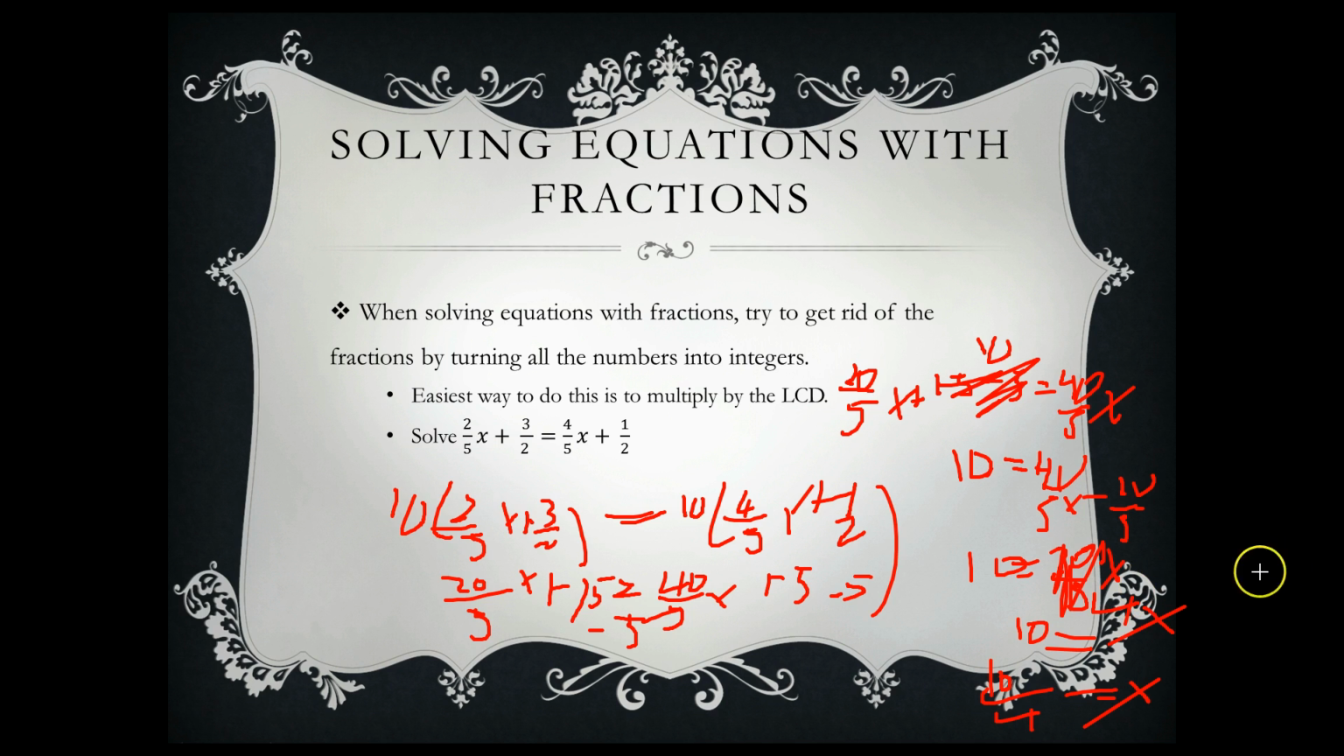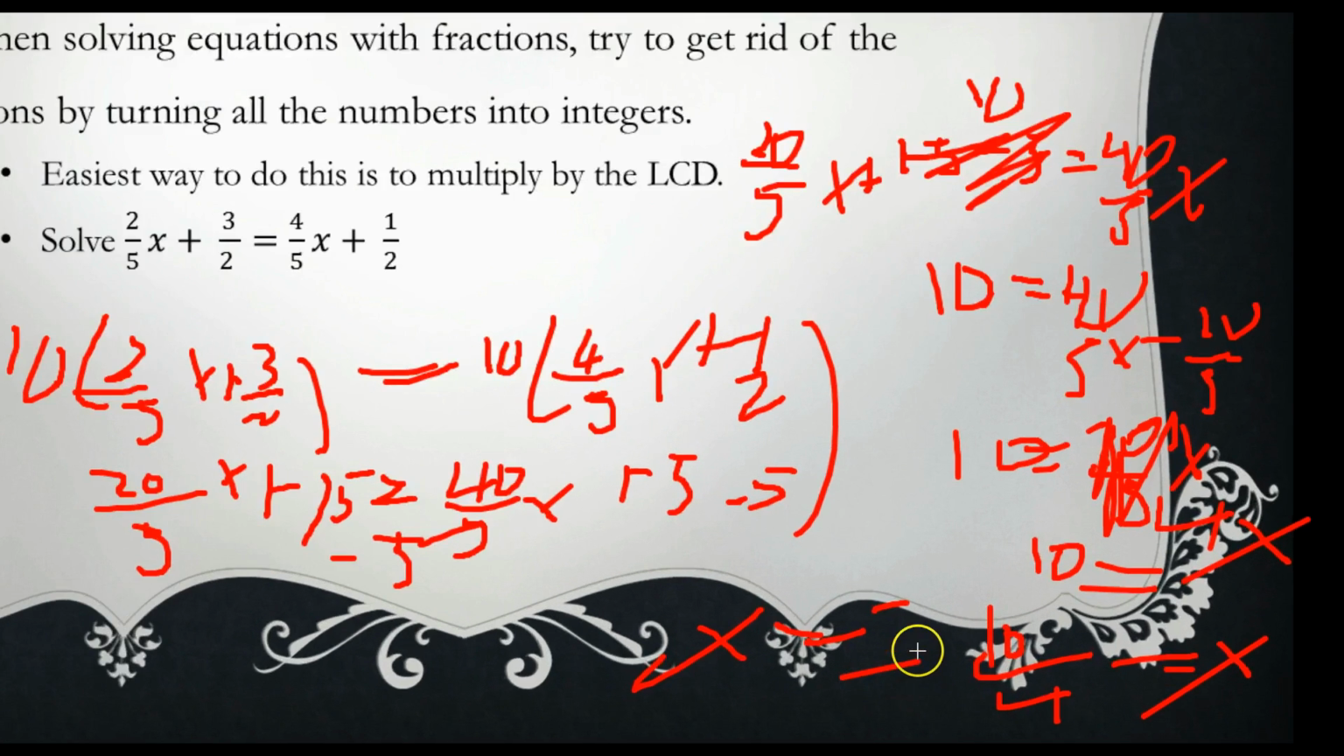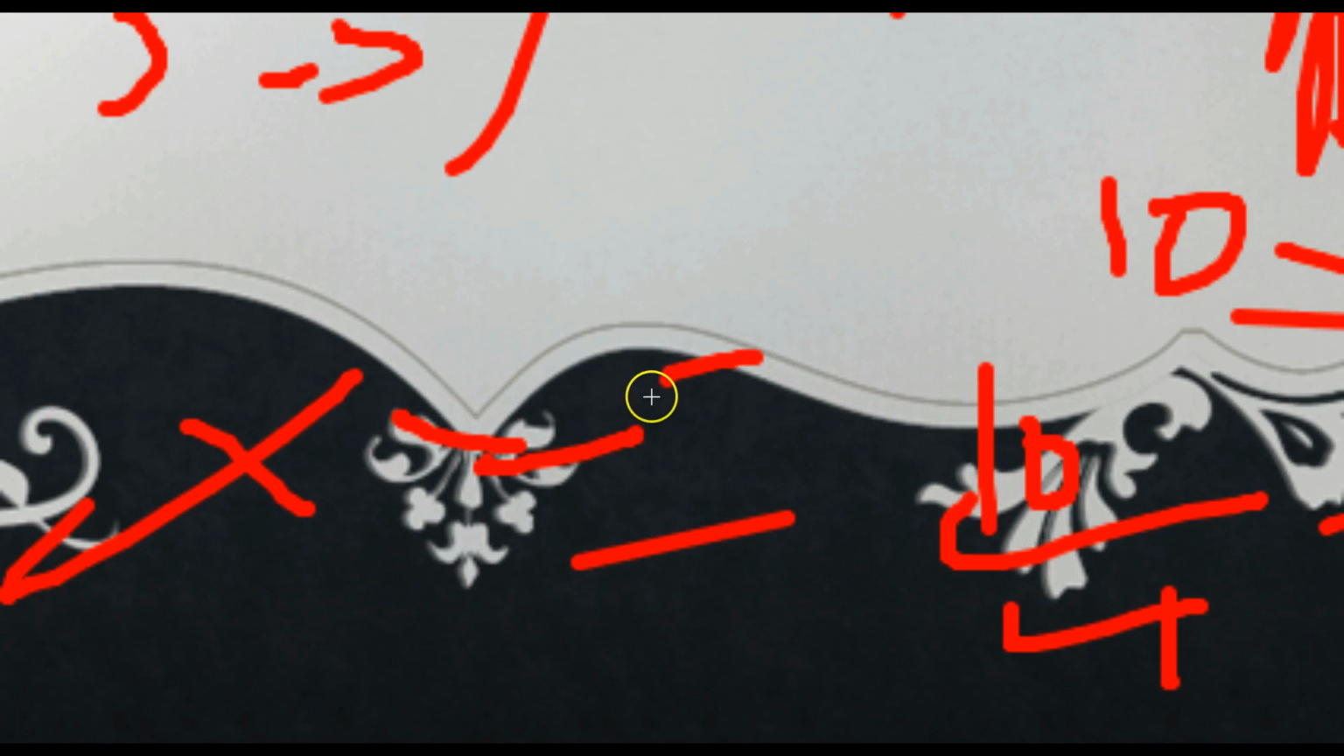So that's our solution. We can simplify 10 over 4 by dividing top and bottom by 2, and we'll get that the real answer is x equals 5 over 2.